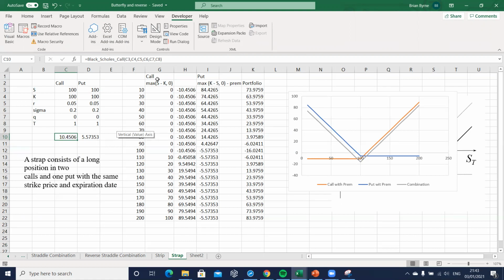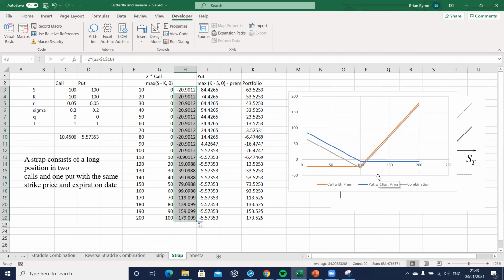Okay, so very simply, the strap strategy is basically 2 call options, as opposed to a single call option. From running the estimation here, it very simply just involves us saying, okay, 2 times the payoff on the call, including the premium position. So we'll run that and then we'll drag down.